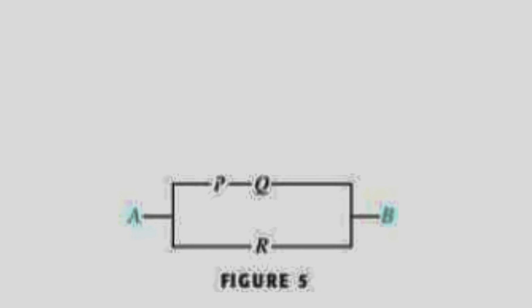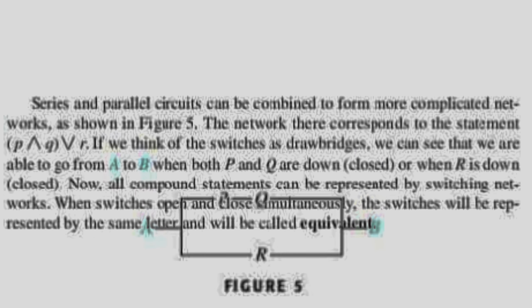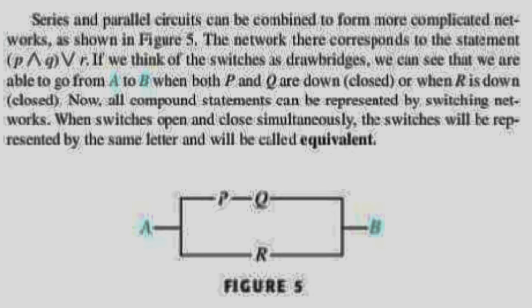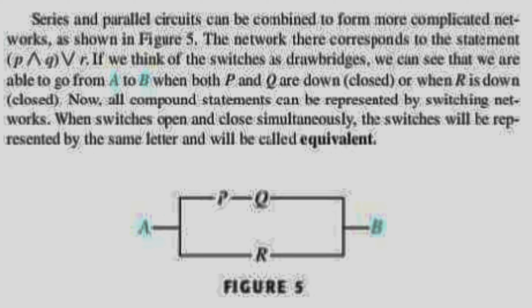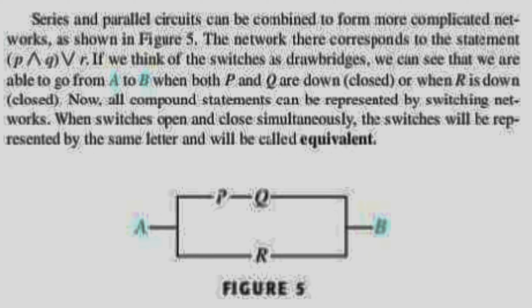As shown in Figure 5, series and parallel circuits can be combined to form more complicated networks. The network there corresponds to the statement (P and Q) or R. If we think of the switches as drawbridges, we can see that we are able to go from A to B when both P and Q are down or closed, or when R is down or closed.